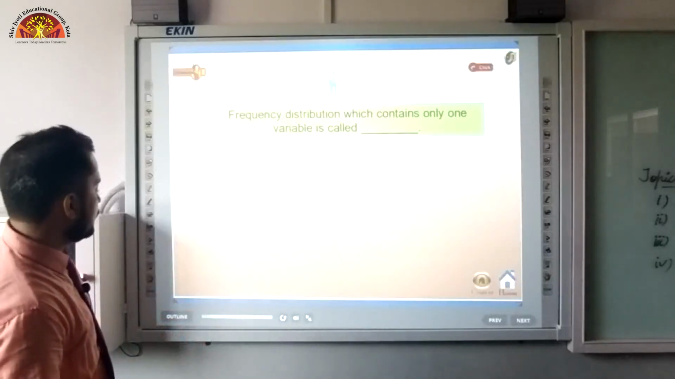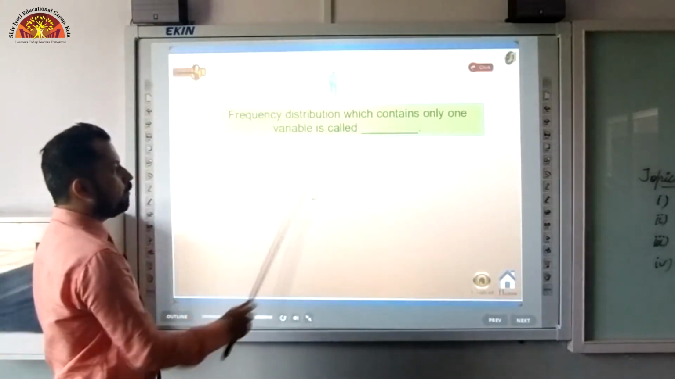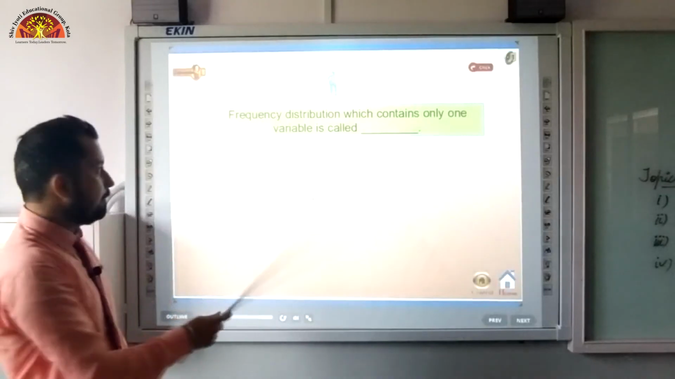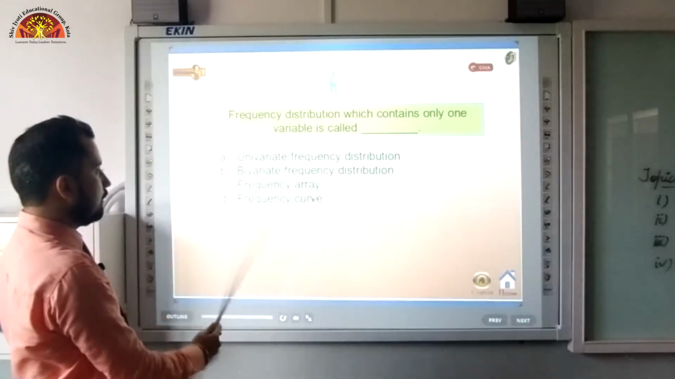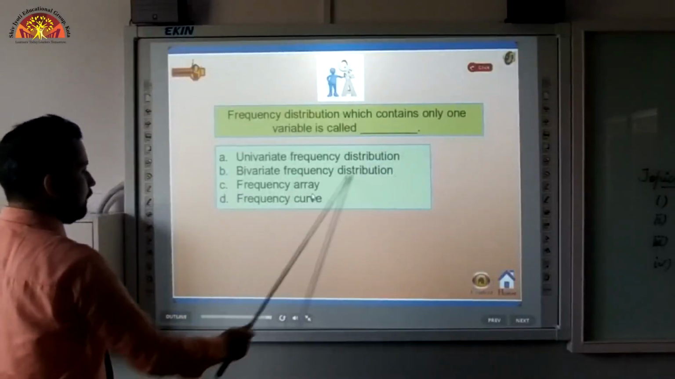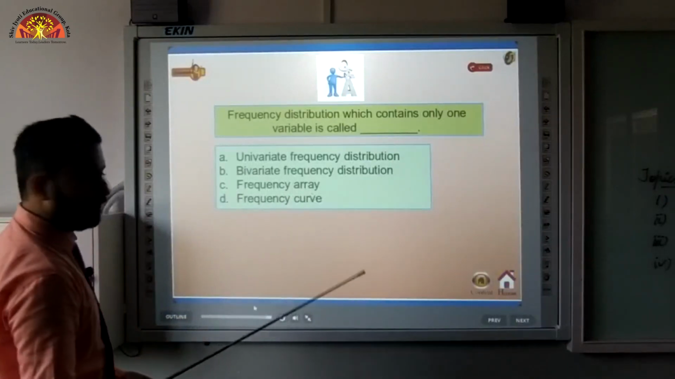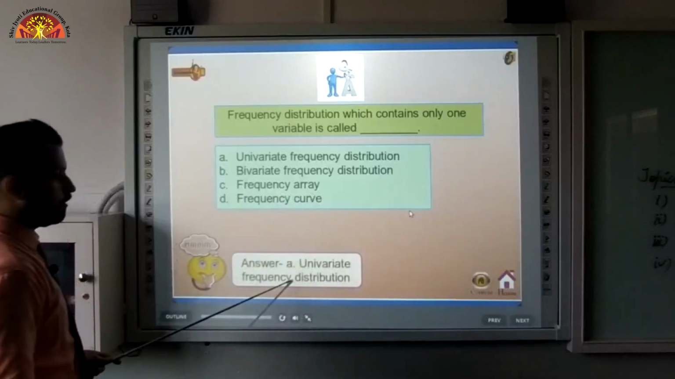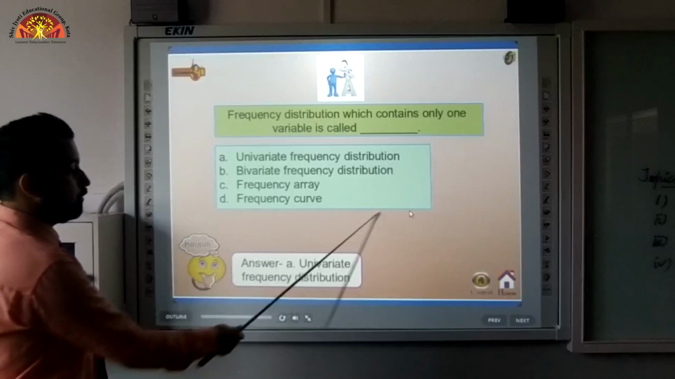Now there is a question for you: the frequency distribution which contains only one variable is called, let me know, guess it for the same. The options are univariate frequency distribution, bivariate frequency distribution, frequency array and frequency curve. I hope the answer will be A, and even you can do the cross study of the same. This is univariate frequency distribution. Okay.